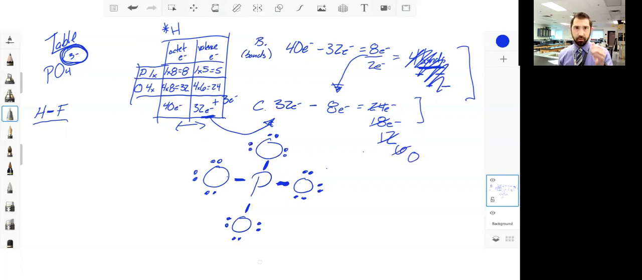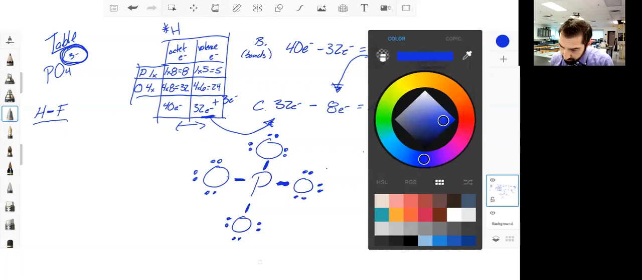And I'm out of electrons. And that's okay, but we do need to check one more thing. We're building from the outside in, so I need to check that central atom. Does phosphorus have access to 8 valence electrons?